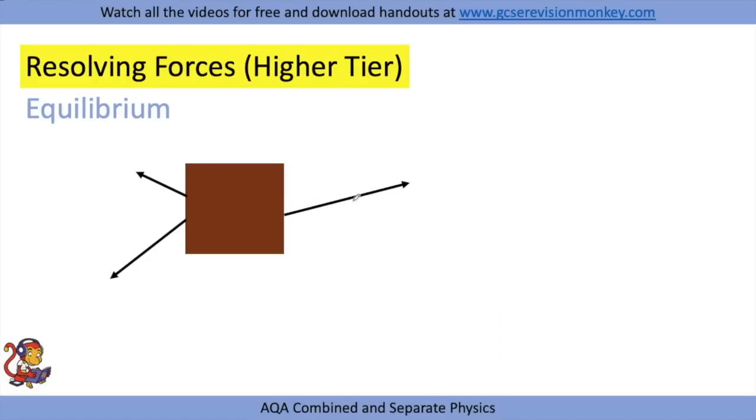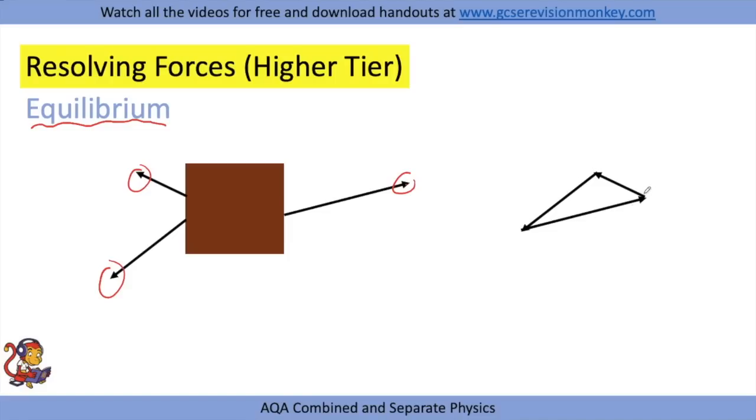A final example is if you see a situation where the forces are in equilibrium. When forces are in equilibrium, there is no resultant force. So again, you draw the arrows end to end in any order. So let's look at one scenario. You could draw this one here first, and then on the end of it, this one here, and then on the end of it, this one here.